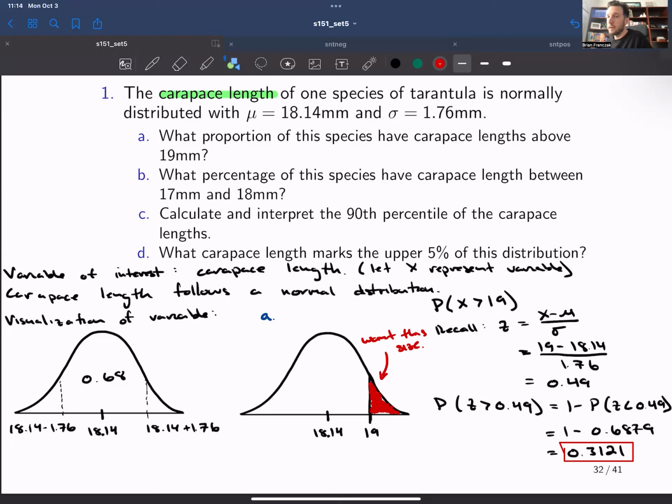So this is an example of finding area underneath a normal curve. And again, you can see that all we did here was transform it into a standard normal problem. Once we're comfortable working with the standard normal table, we can use that in any situation. Okay, let's look at another example. Part B says, what percentage of this species have carapace length between 17 and 18 millimeters?